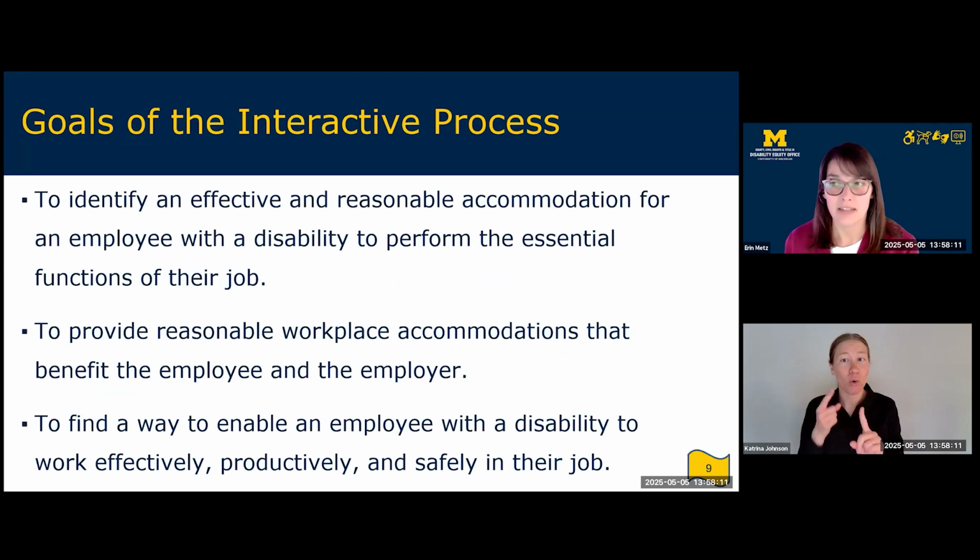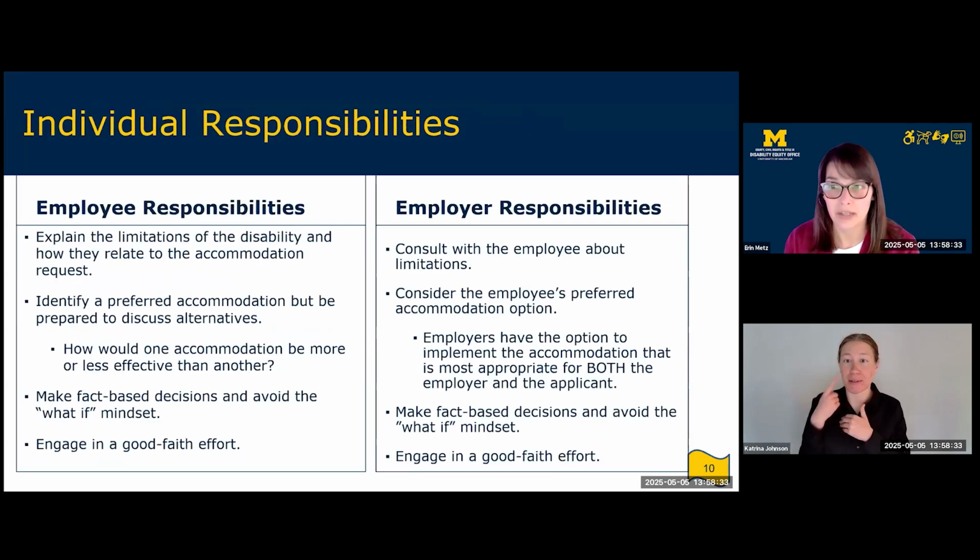The goals of the interactive process are to ensure an employee with a disability can effectively perform the essential functions of their job, to provide an accommodation that supports the employee and benefits the employer, and to find a way for the disabled employee to work effectively, productively, and safely. The responsibility for accommodating is a shared one. Employees are expected to explain the limitations they face due to their disability, and suggest preferred accommodations while still being open to alternatives, keeping in mind the employee does not need to reveal their diagnosis to their supervisor.